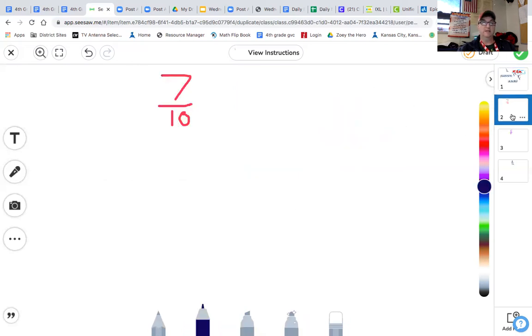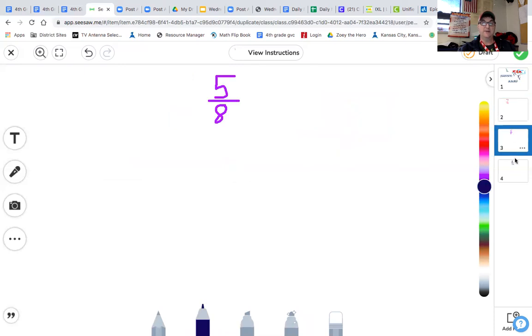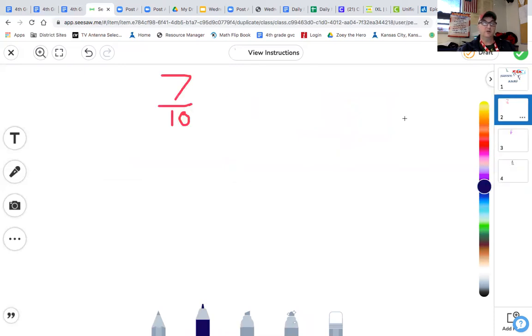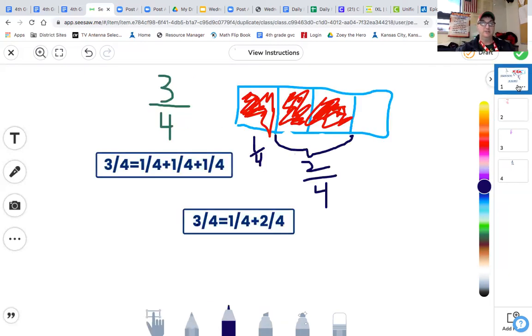So you've got 7/10, 5/8, and 8/12. So each one of these, first of all, show the fraction either by taking a picture of this or by drawing it here, whichever you want to do, and then decompose it 3 different ways. But remember, the first one's got to be unit fractions, right? Which is all the numerators are 1, okay? So that's your assignment.